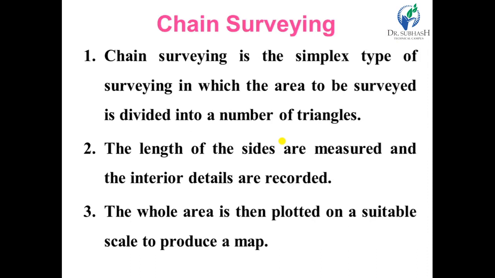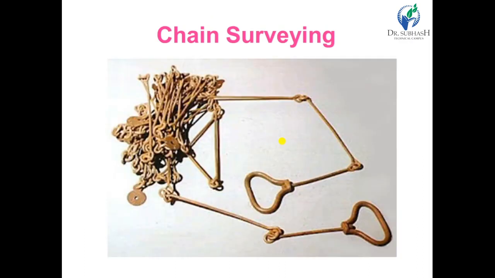Now, chain surveying is a simple type of surveying in which the area to be surveyed is divided into a number of triangles. In chain surveying, we also provide a baseline, and different lines join the different points. The lengths of the sides are measured and the interior details are recorded. The whole area is then plotted on a suitable scale to produce a map. The instrument, the chain, is generally used for measurement of length.